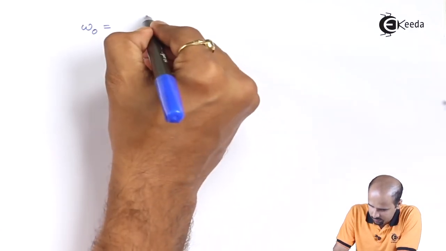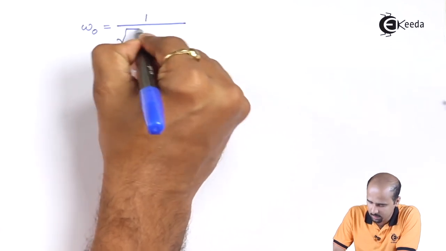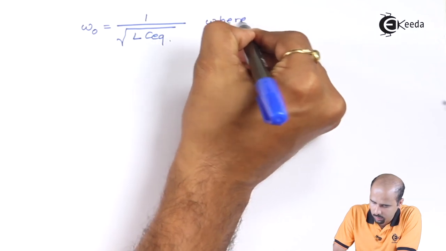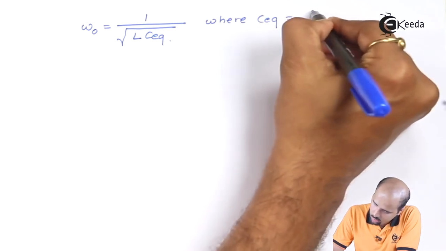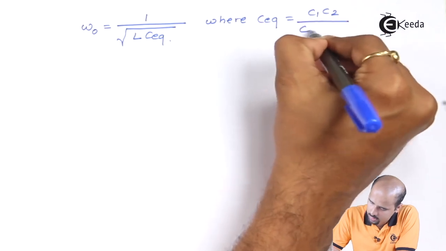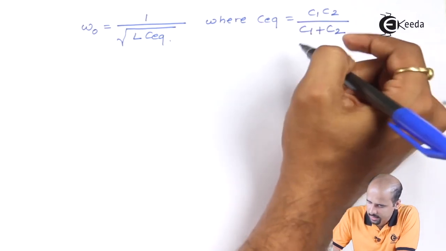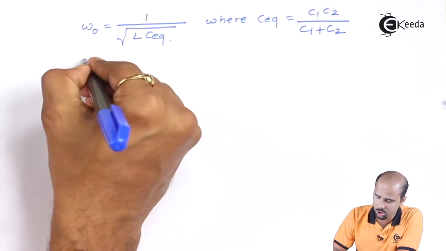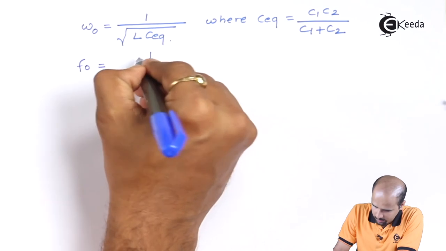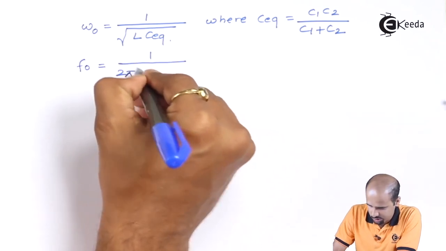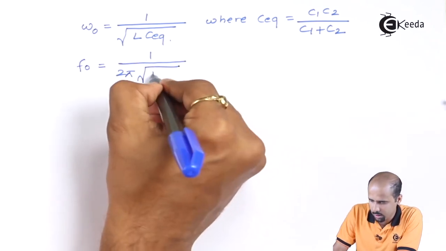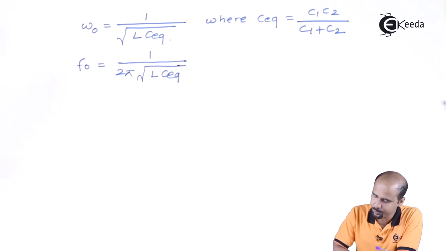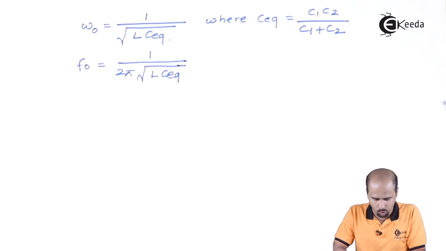So the final answer for this frequency of oscillation is nothing but 1 upon under root of L into C equivalent, where C equivalent is equal to C1 C2 divided by C1 plus C2. This is the frequency of oscillation in radian per second, and ultimately we will be getting the frequency of oscillation in hertz, that is 1 upon 2 pi under root of L into C equivalent. So this is how we have formed the frequency.